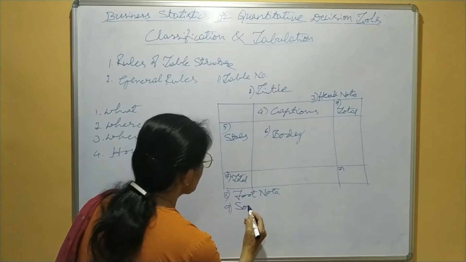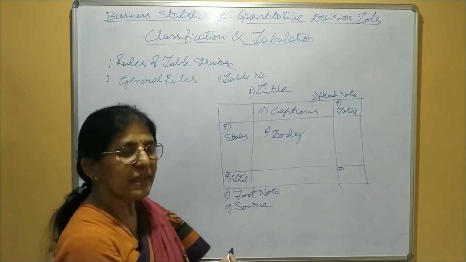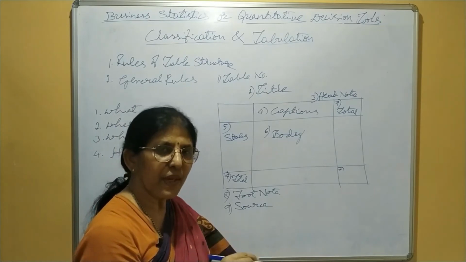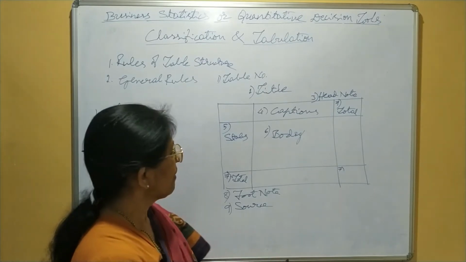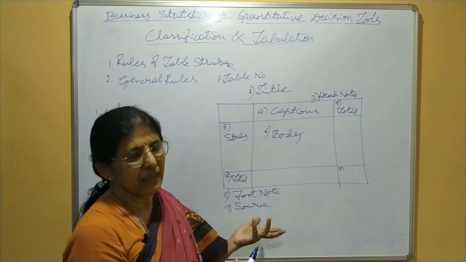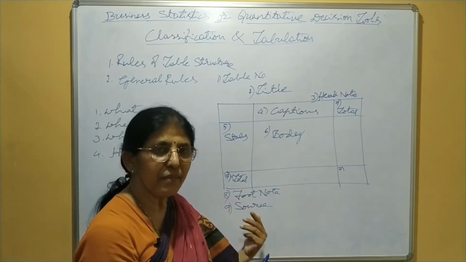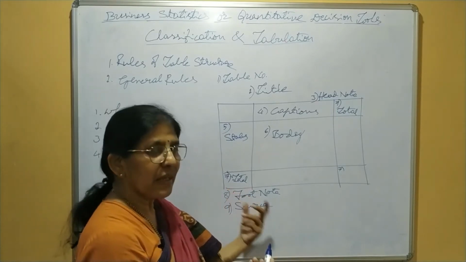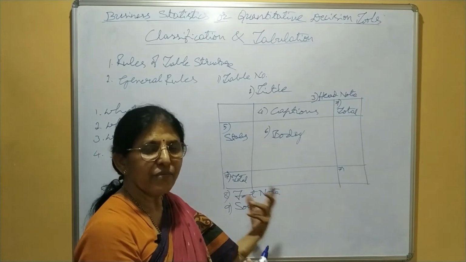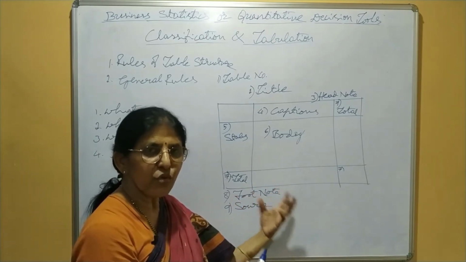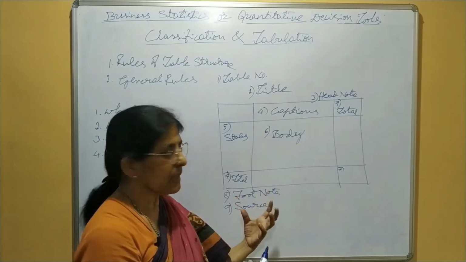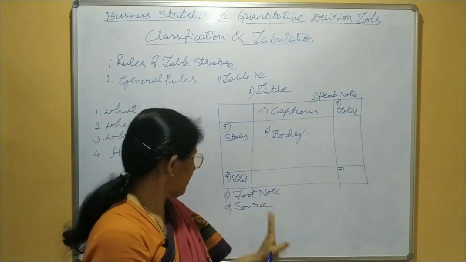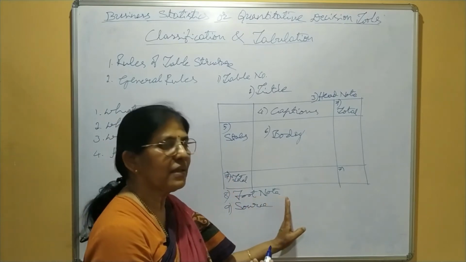Last one is source. It is known to you. Under sources of data, we come across primary data and secondary data. When it is primary data, then no question of source. But when they make use of secondary data, from where they collect the data, that means the source of collecting the secondary data, that must be given below the table, left side, under source.